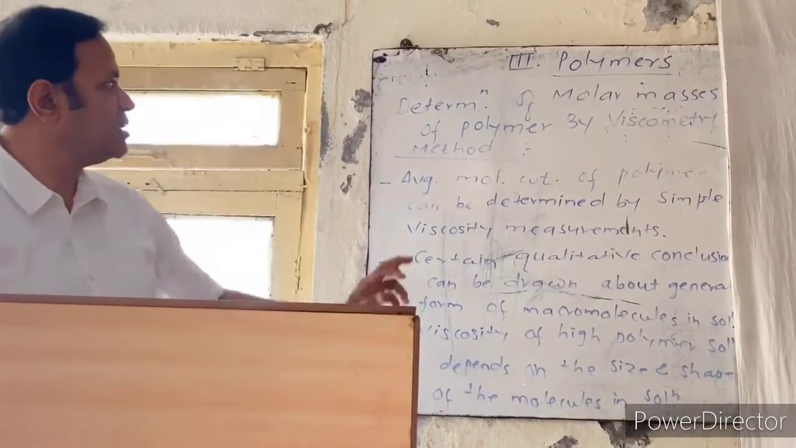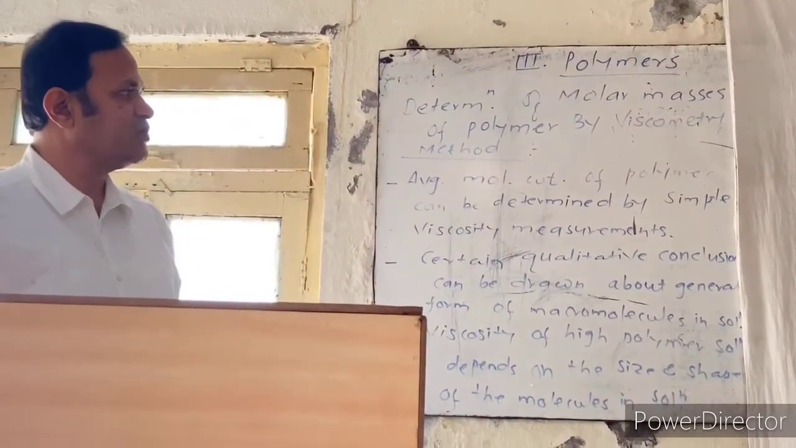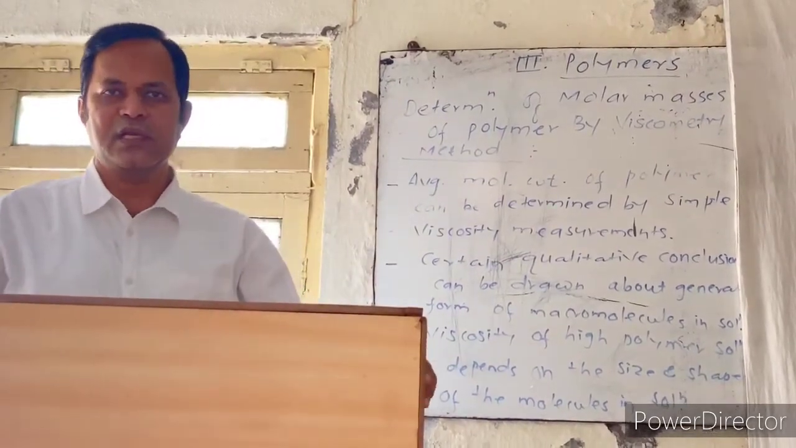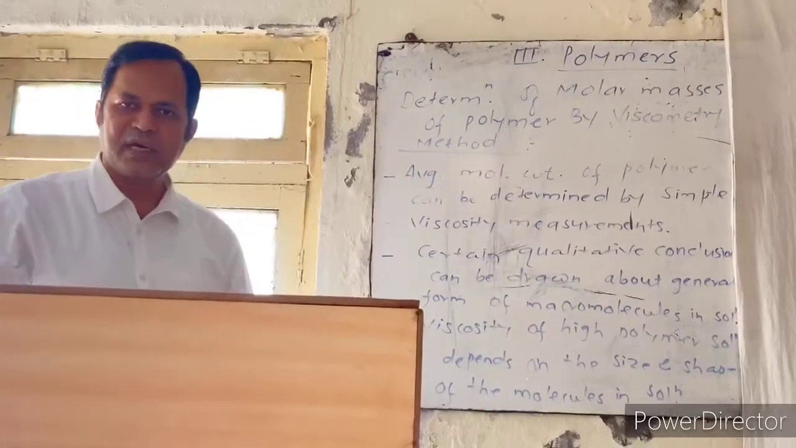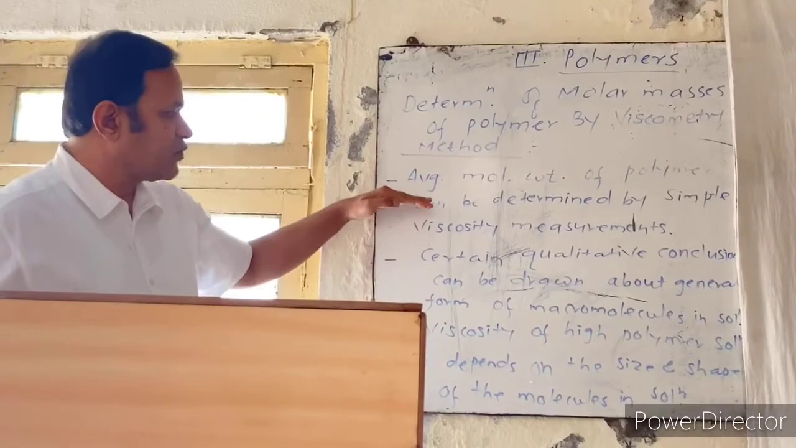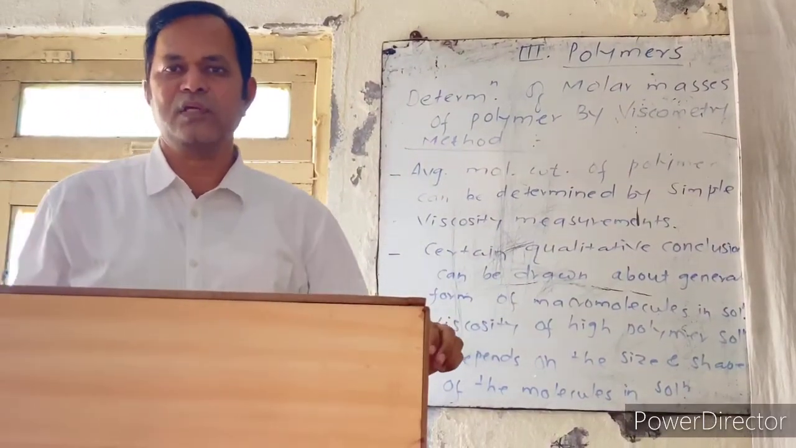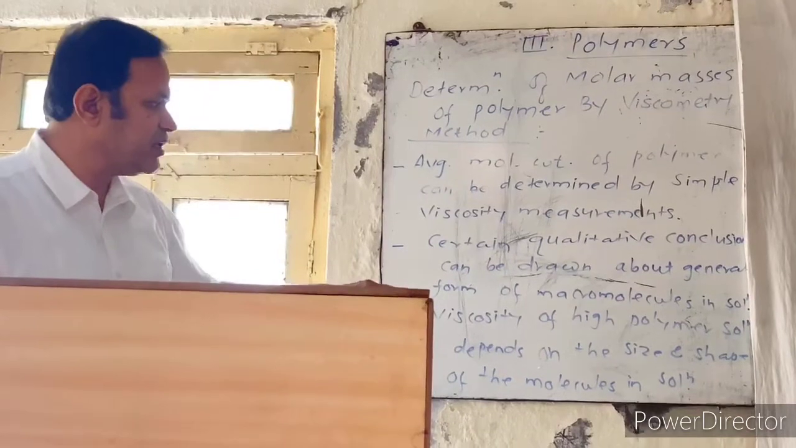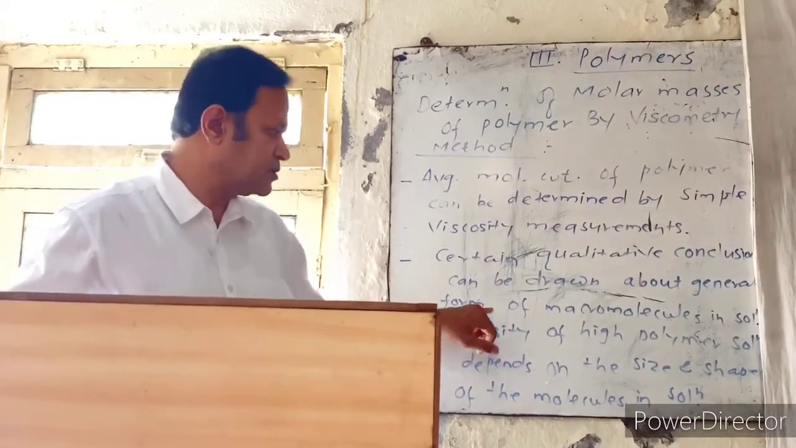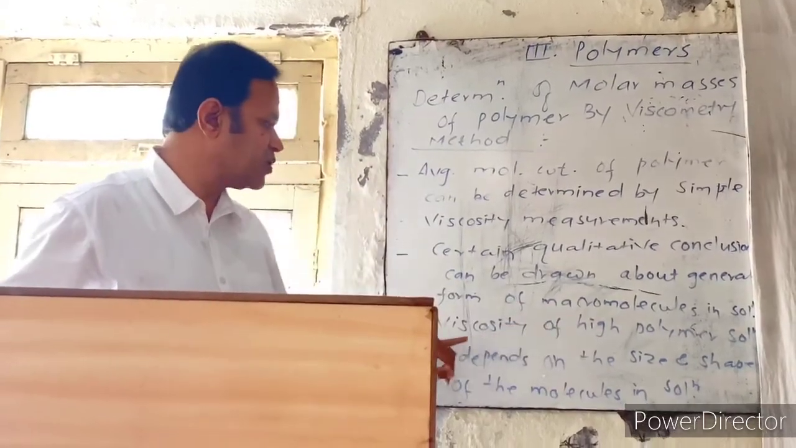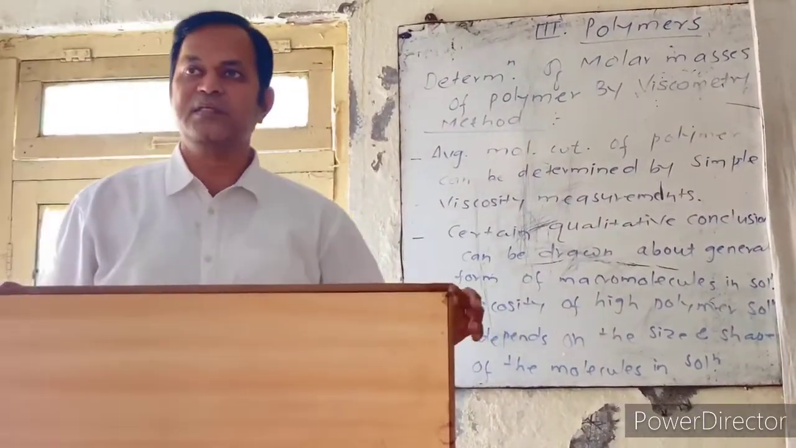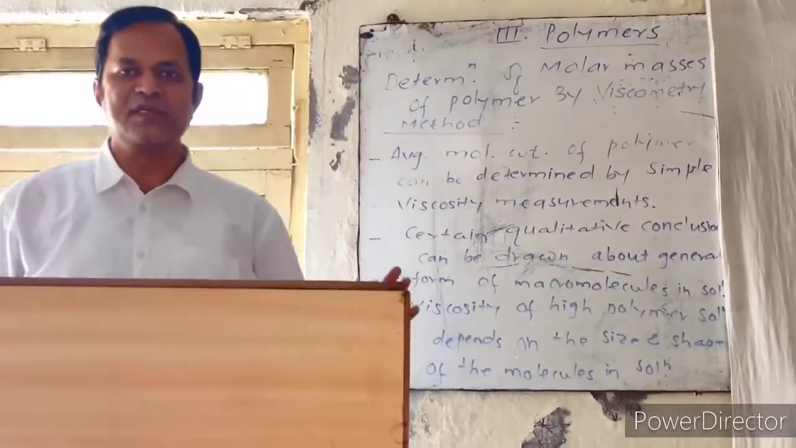The first one is the determination of molar masses of polymer by viscometry method. In this case, the average molecular weight of polymer can be determined by simple viscosity measurements. From that we can get certain qualitative conclusions. What qualitative conclusion can we get? We can get the general form of macromolecules in the solution. Therefore, viscosity of high polymer solution depends upon the size and shape of the molecules in the solution.